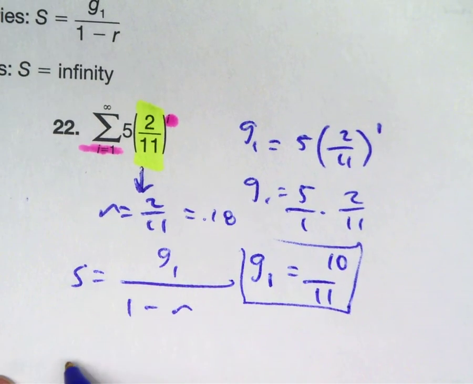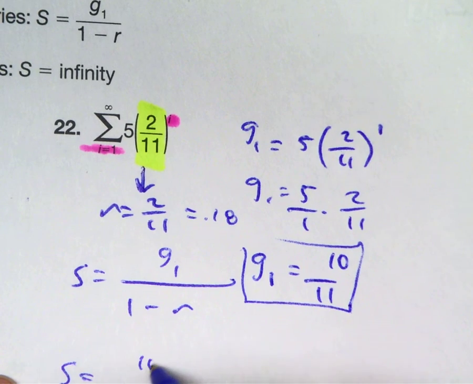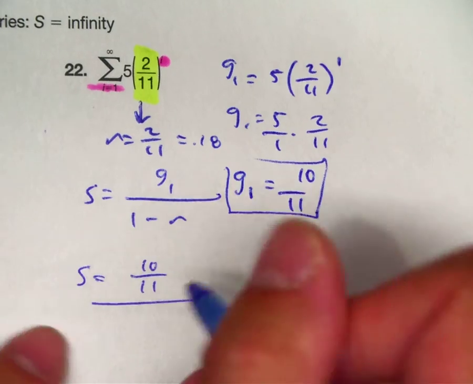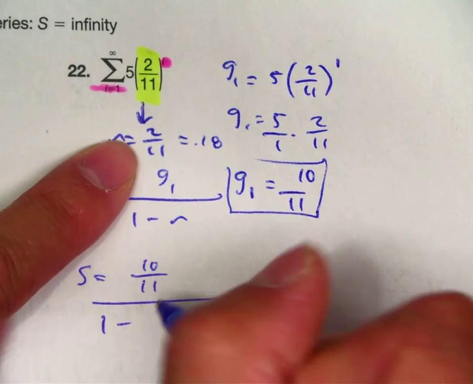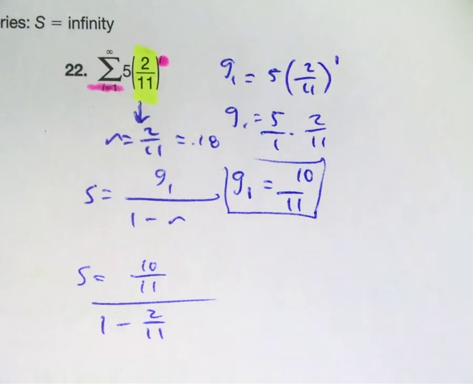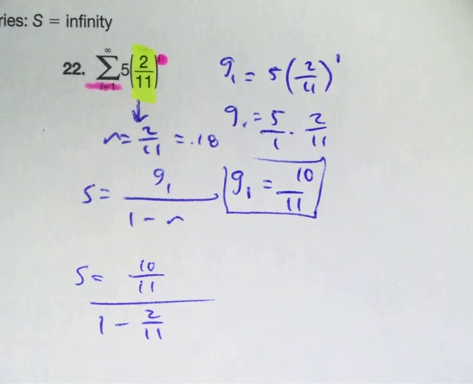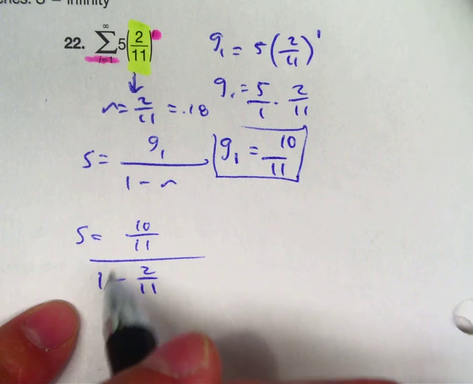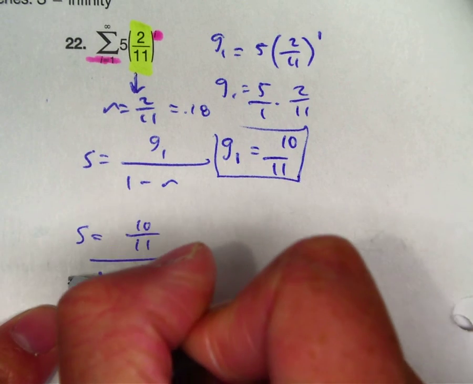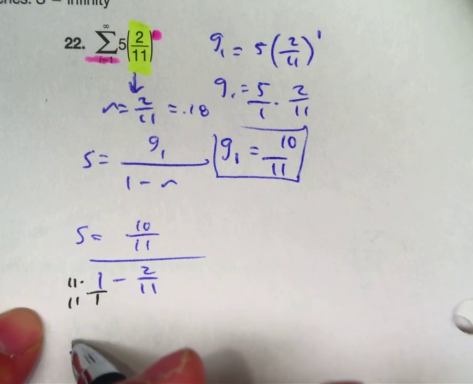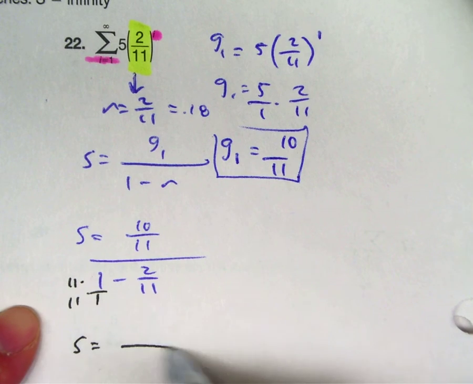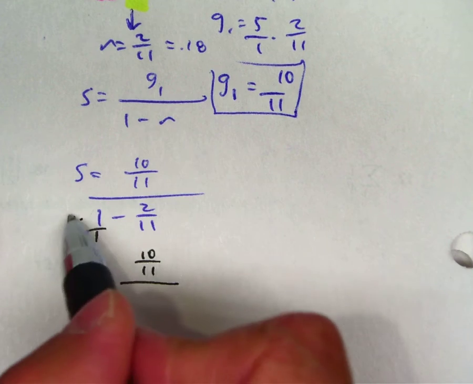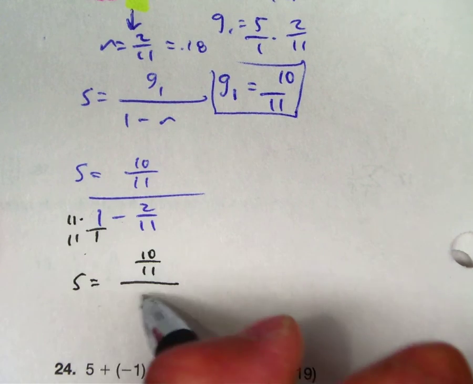Now I can put that into my value here. So I have 10 over 11 over 1 minus 2 11ths. Remember, how do you make 1 a fraction? In this case, I'm going to multiply by 11 over 11, so S equals 10 11ths over 11 over 11 minus 2 over 11, which is 9 over 11.